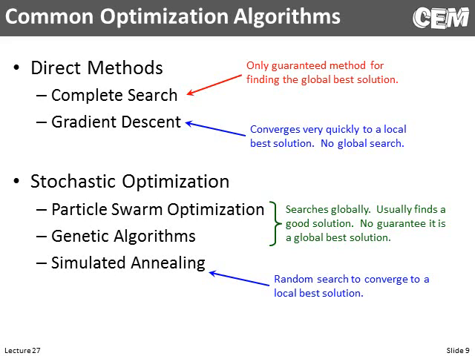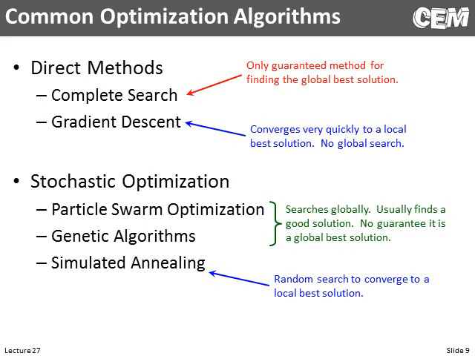However, the gradient descent does not do this global search. It just locks onto very rapidly a local best. So what tends to be a good idea is you'll do your random stochastic optimization, and when it begins to converge, you can then jump over to a gradient descent to more rapidly converge to that local best.